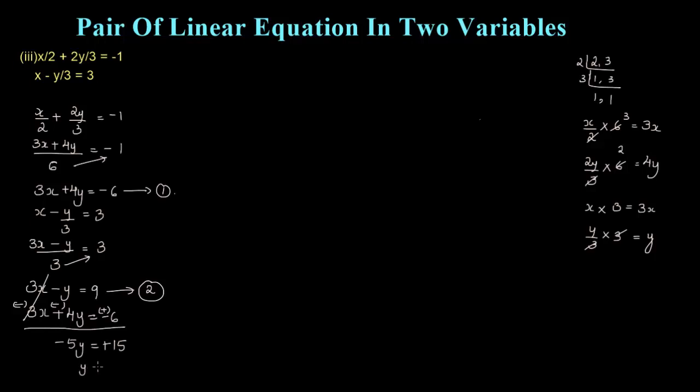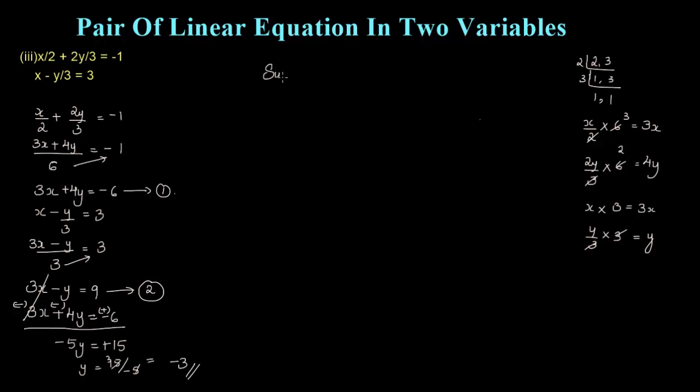Then y will be equal to 15 divided by minus 5. 5 threes are 15. Right? So minus 3 is the answer. This negative sign will go to the numerator and minus 3 you will be getting.